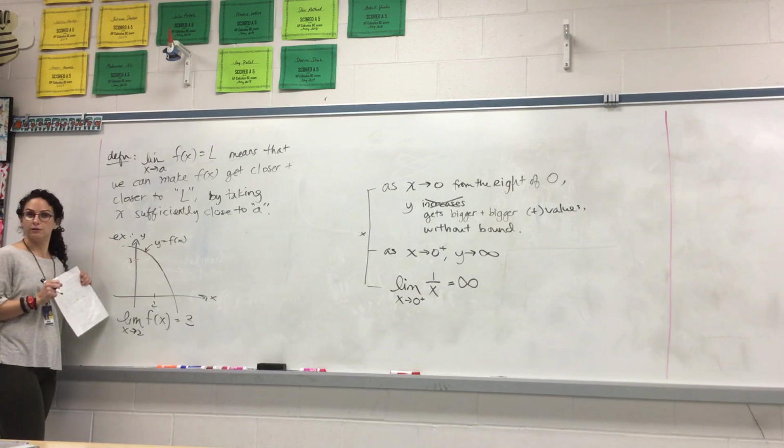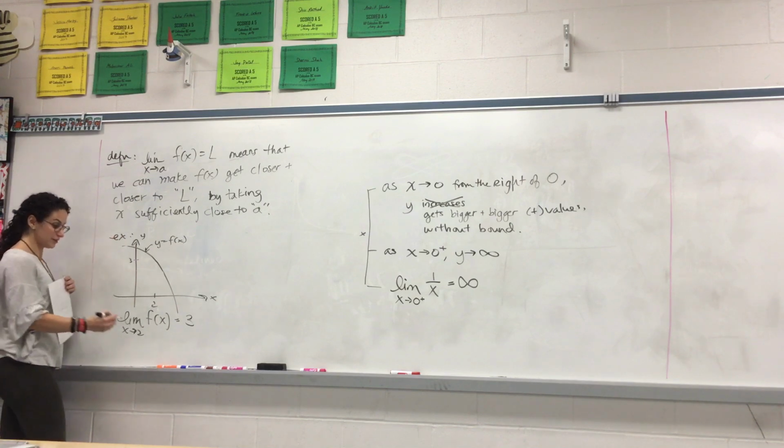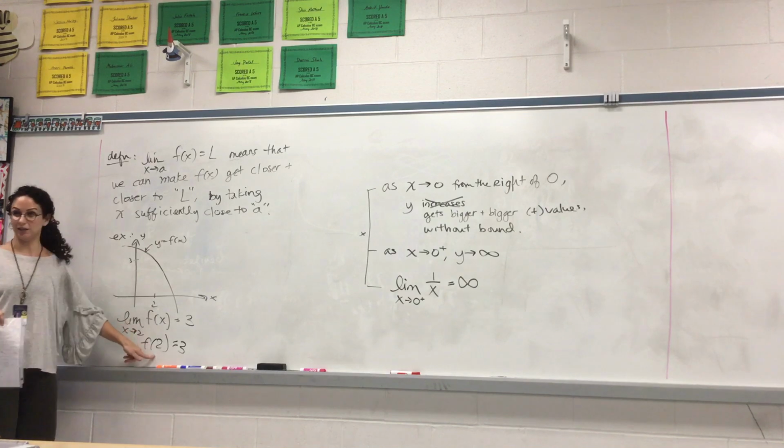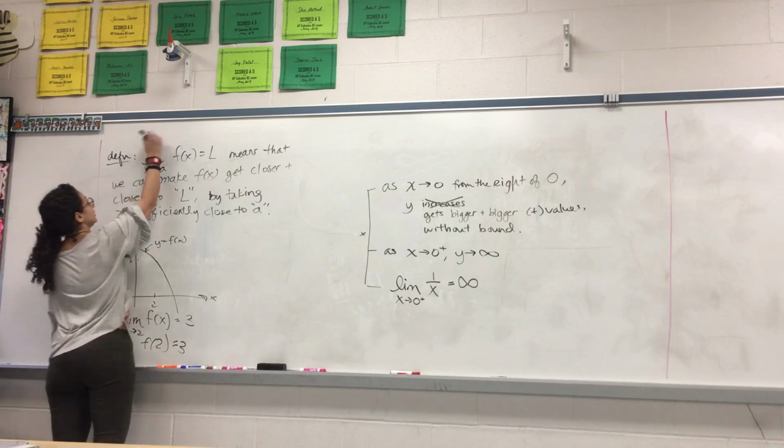I can write a coordinate, 2, 3. As x approaches 2, simple: f of 2 is 3. f of 2 equals 3. This is saying the point 2, 3 is on my curve. That's not what I'm interested in here. I'm interested in limits.